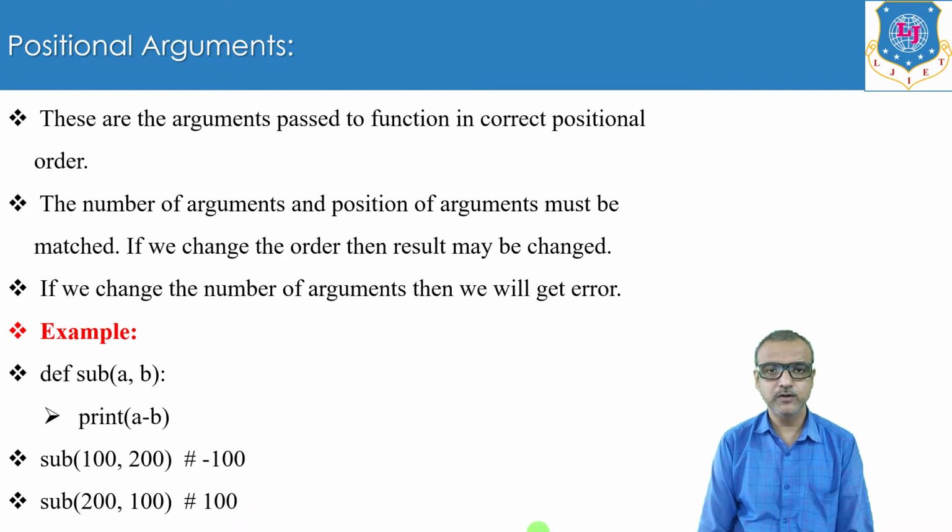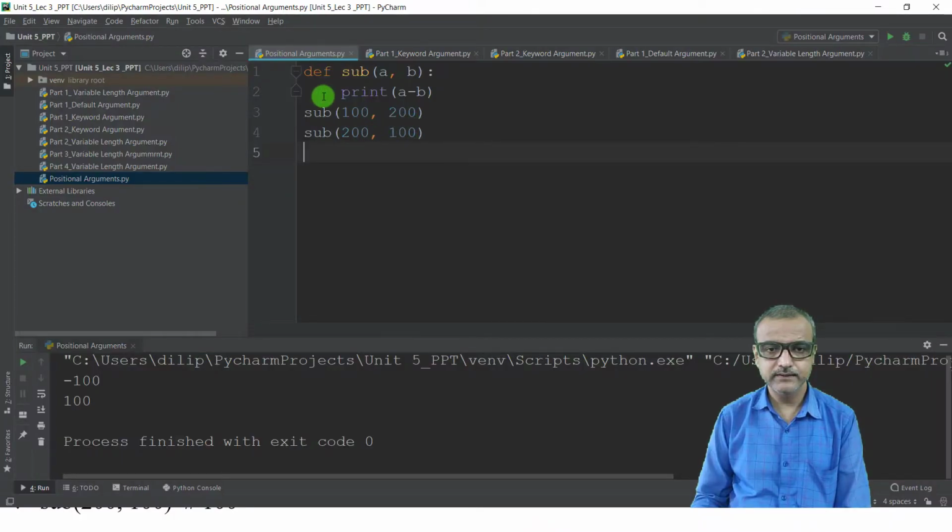Now I will show you the output in PyCharm. See, I have written the same program over here. The file name is positional argument. So I will click on this run button to run this program. Just click on the run button and you can see the output, that is minus 100. For sub(100, 200), it will give us the result 100 minus 200, that is minus 100. And for sub(200, 100), it will give us the result 100, which is nothing but subtraction of 100 from 200.